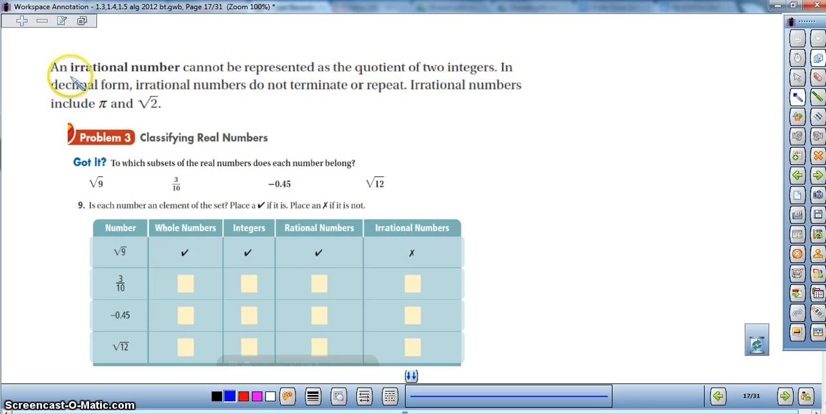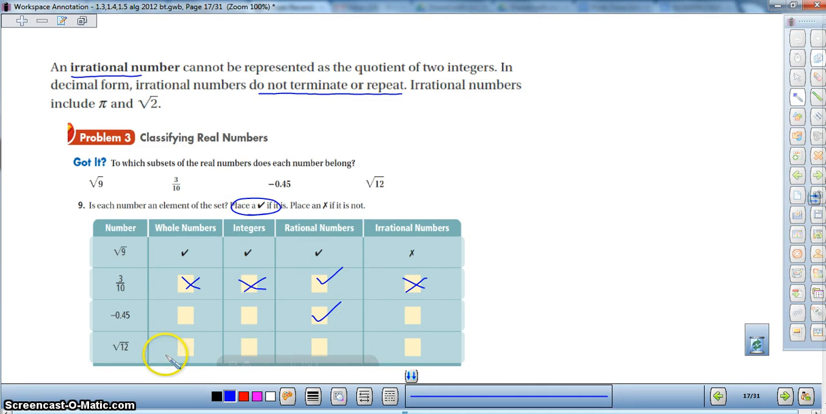As we look at irrational numbers, irrationals are numbers that we can't write as a fraction or the quotient of two numbers. They never end and they never repeat. So pi, square root 2 would fit into those. If we're thinking of 3/10, it is not a whole number, it's not an integer. It is rational, but it is not irrational. So all of these would be "it is not." I think I'm only going to put the check mark for what it is. Negative 0.45, not a whole number, not an integer, it is rational, not irrational. Square root 12 would only be irrational.